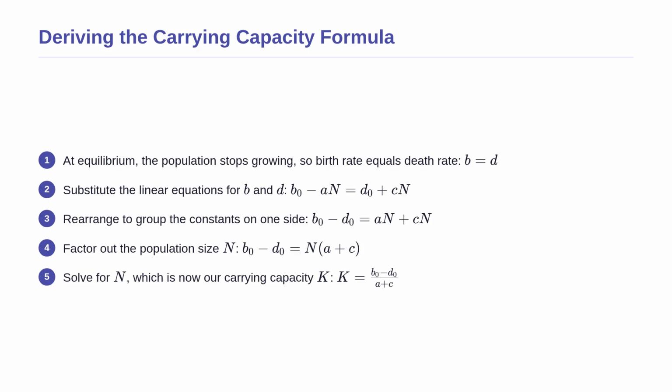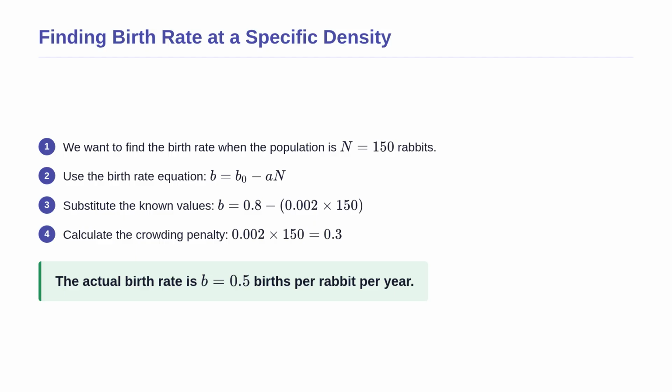Next, we use simple algebra to group the ideal rates on the left side and the density-dependent terms on the right side. By factoring out the population size n, we isolate the variable we want to find. Finally, dividing by the combined crowding penalties gives us the exact formula for carrying capacity we just used. So we have proven that our carrying capacity holds at 200 rabbits.